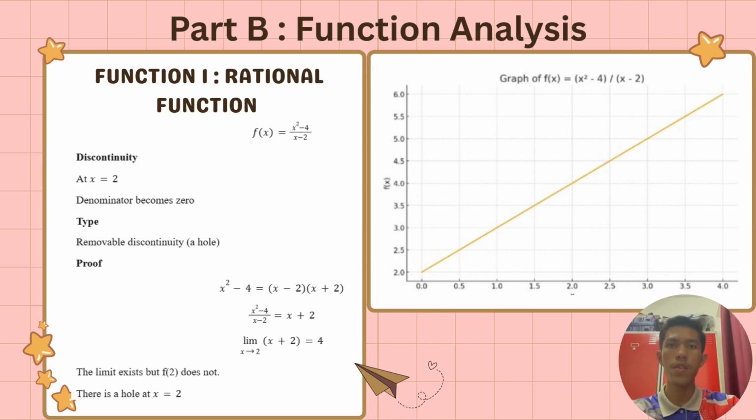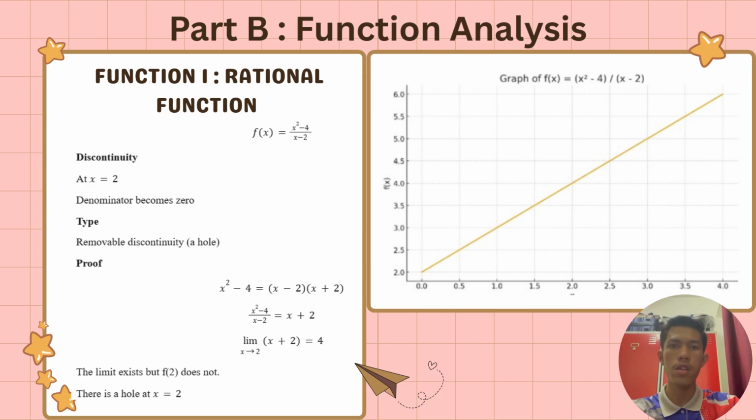Today, I will continue with part B, which is function analysis. We will begin with function 1, which is a rational function. The function we are analyzing is f(x) equals (x squared minus 4) divided by (x minus 2). As we analyze this function, the first and most crucial step is to look for discontinuities.